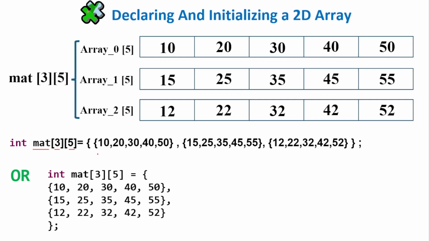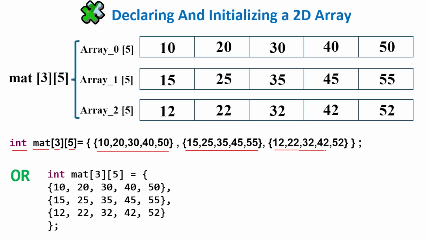We start by using the data type int, so all elements in this array are integers. The brackets [3][5] indicate that the array has 3 rows and 5 columns. Inside the curly braces, we perform the initialization.